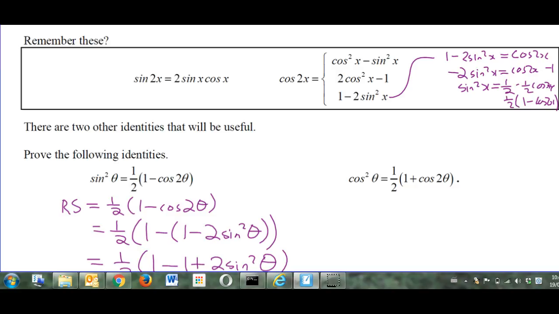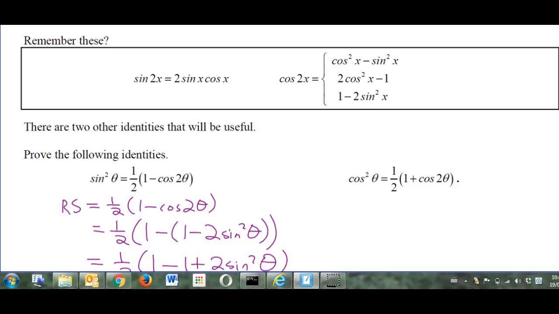So you may have to generate that yourself from the identity that you're given, right? Because it's not another formula. There's no formula here that says sine squared theta is equal to a half of 1 minus cos 2 theta. Yeah, that's not on your formula sheet. So what you have to do is say, I know there's a way of getting sine squared in terms of cos 2 theta or cos 2x. I can do that from here. I can just set them equal to each other and then solve for sine squared.